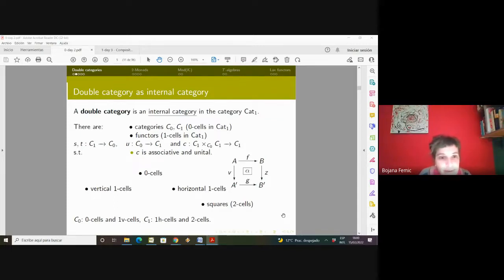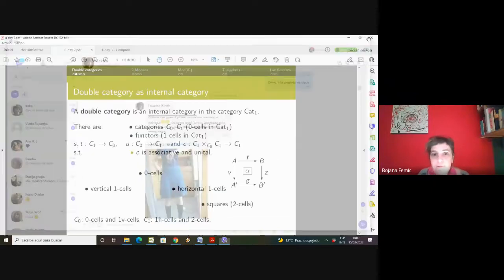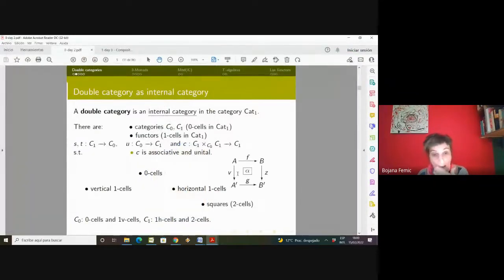On the other hand, the fact that C0 is a category means that its morphisms, which are vertical one cells, have also their composition, and then it induces also the vertical composition.